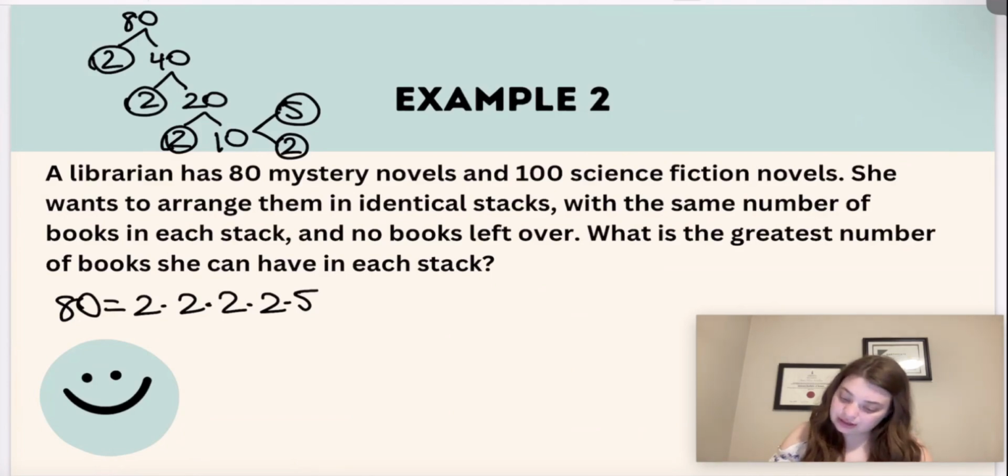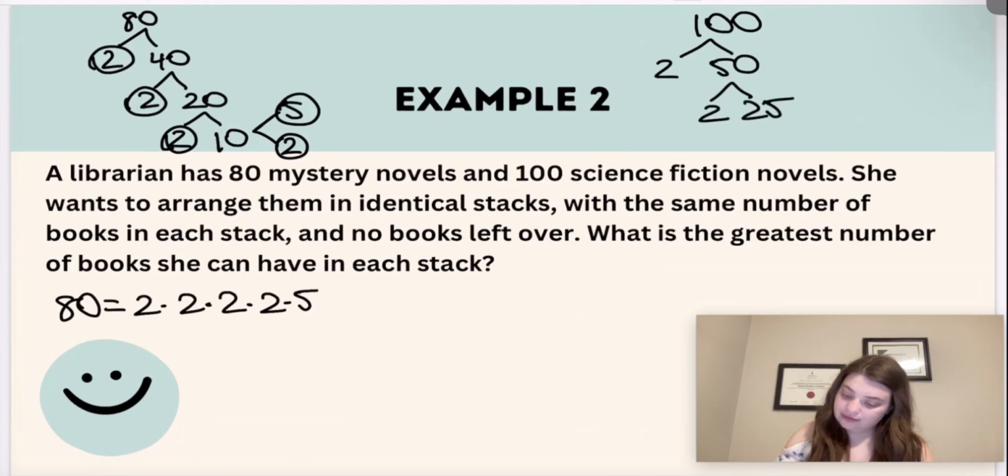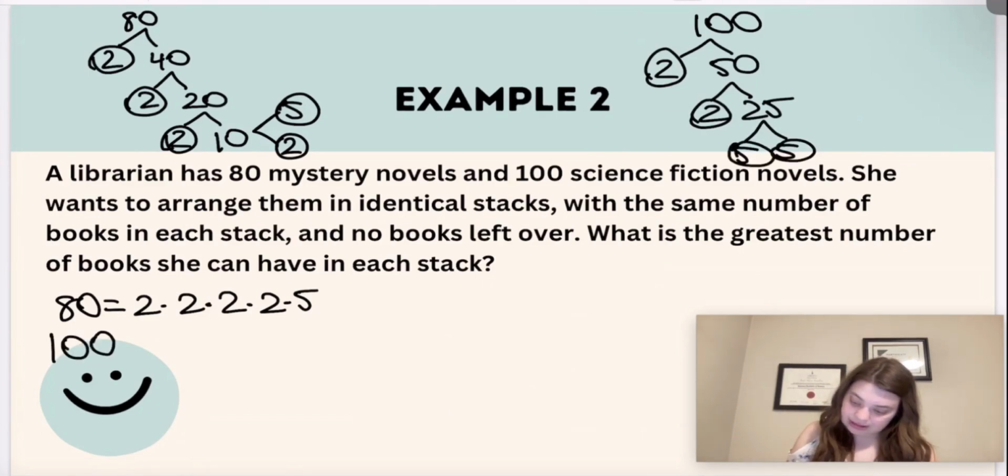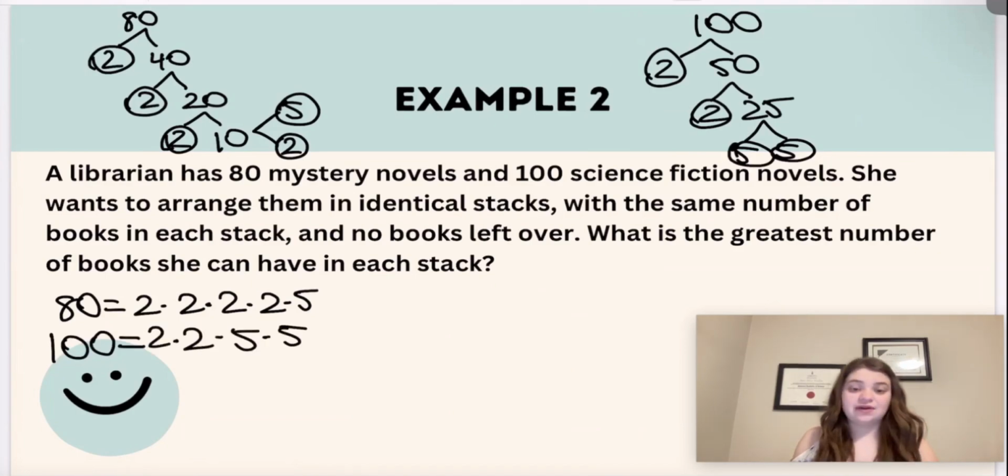Then for 100, 2 times 50 is 100. 2 times 25 is 50. And 5 times 5 is 25. So 100 is equal to 2 times 2 times 5 times 5.